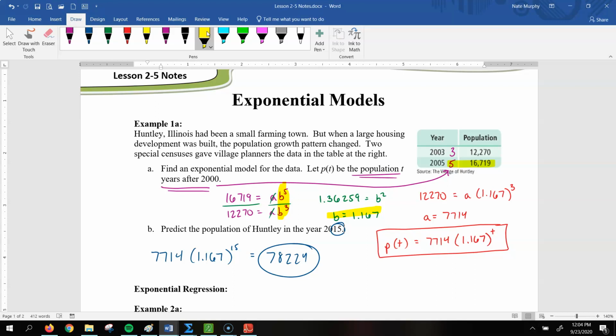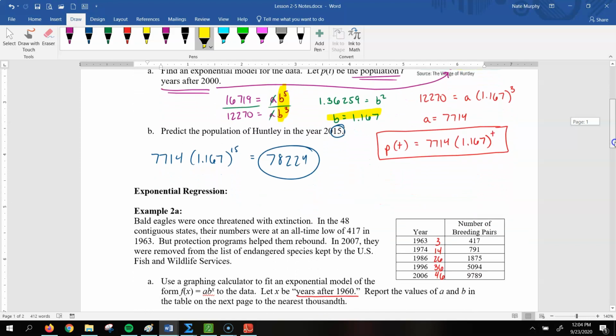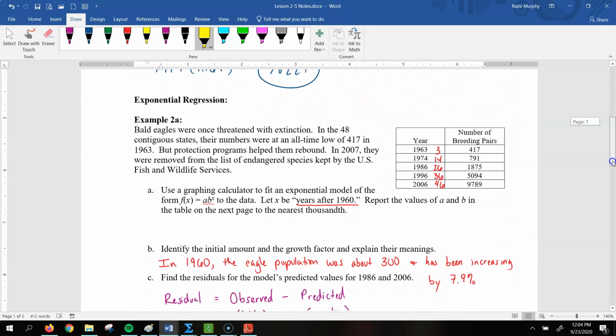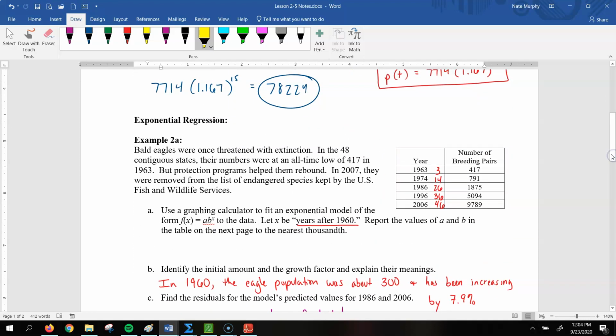All right. So again, that is just mostly review of what we did in the previous lesson. Now, sometimes we're going to use a calculator. So I'm going to show you how to do this on a graphing calculator. So here we have a table of values giving the different years and the number of breeding pairs of eagles that we had in those years.